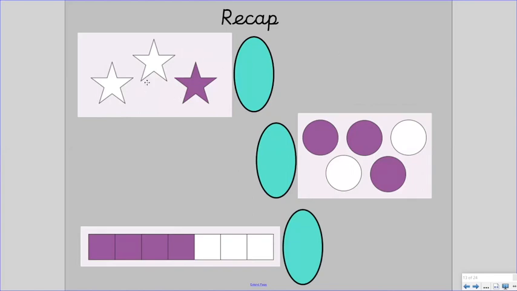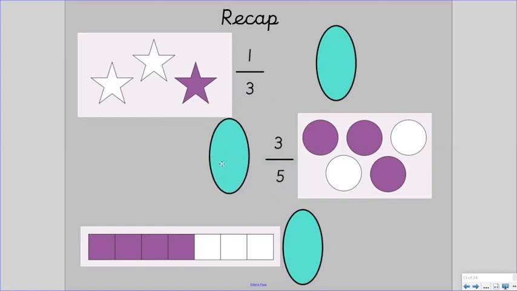So out of the stars, what fraction of the stars is purple? Did you guess that it's a third? 1 out of the 3. How about these circles? How much has been shaded out of how many? And that should give you a fraction. Did you guess 3/5? Okay, finally, let's have a look at the squares. How many squares? What fraction of this bar has been shaded? Did you guess 4/7? Hopefully. Right, let's move on.